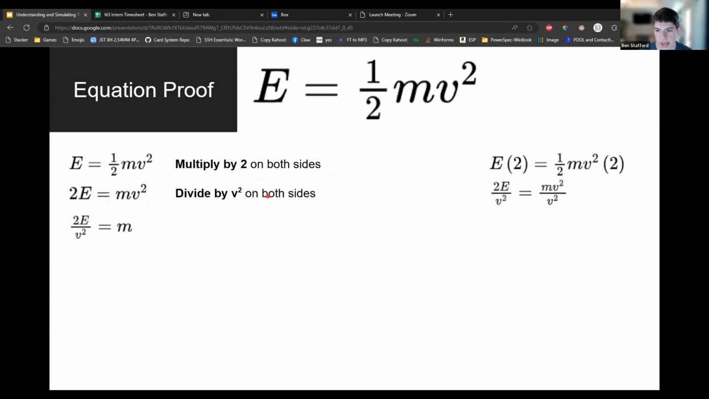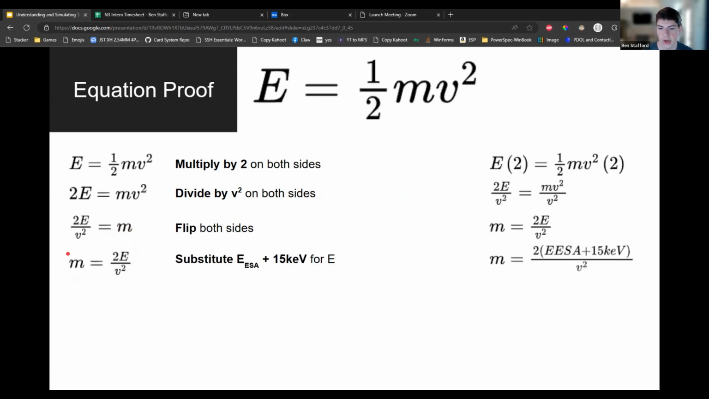Continuing on, now we divide by velocity squared on both sides. You can see here we are doing that. And at the end here, we get 2 times energy over velocity squared equals mass. And to make this easier to read, we are going to flip this. So now mass is on the left. Not really that important of a step, but I like to have what I'm solving for on the left side of the equation, just to make it easier to read.